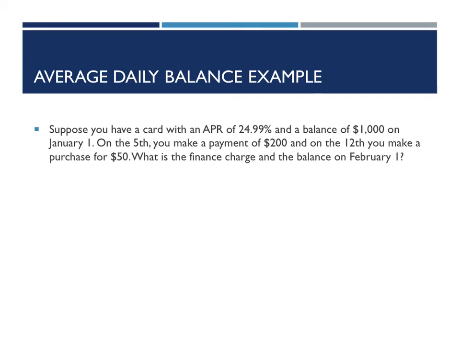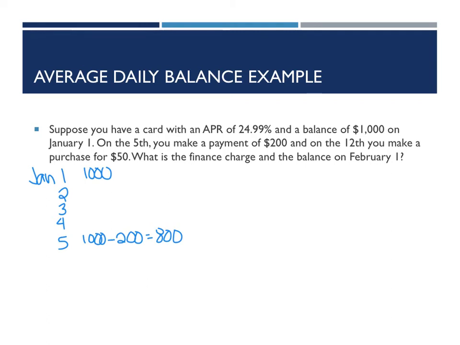So on January 1st, we have a balance of $1,000. And nothing is done until the 5th. So that means the 2nd, 3rd, and 4th are all $1,000. But on the 5th, there's a payment made. So that's $1,000 minus $200, which gives you $800. Then we read that on the 12th, you make a purchase of $50.